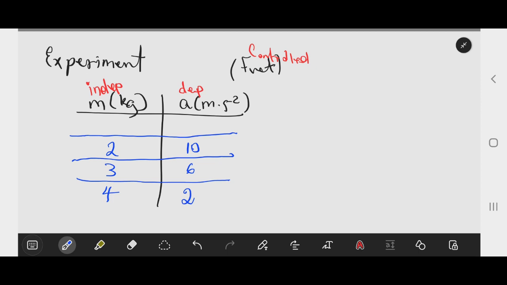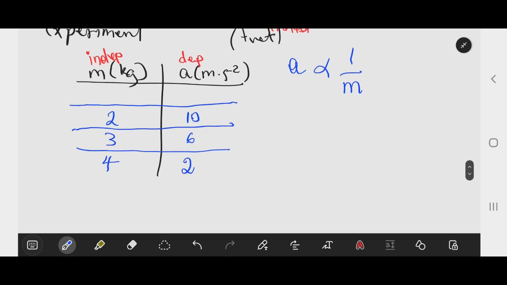All right, so what is the trend between the mass of the object and the acceleration? We can see that when the mass increases, the acceleration decreases. Or when the mass decreases, the acceleration increases if we are going up the table. So the conclusion is that the acceleration of an object is inversely proportional to the mass of the object.